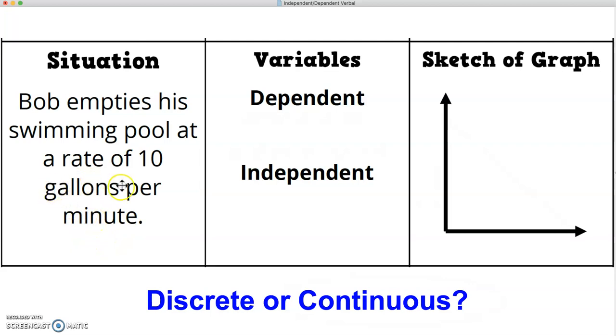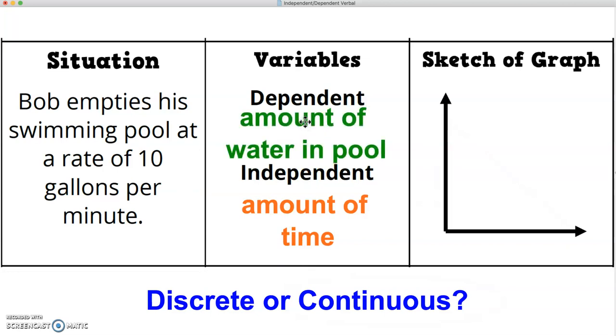So this gallons per minute actually tells us what our independent and dependent variables are. Our independent is the amount of time. If you ever have time in a situation, time is always going to be your independent variable. And what is depending on the amount of time is the amount of water that's left in the pool. So if we label our x and y axes here, we have our amount of time, which is our x-axis, and the water remaining in gallons on our y-axis.